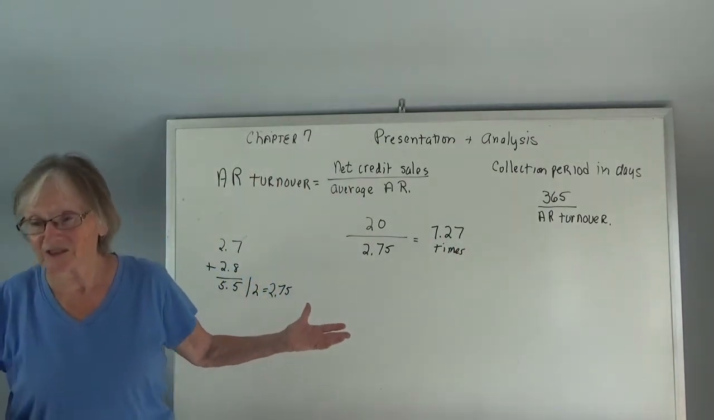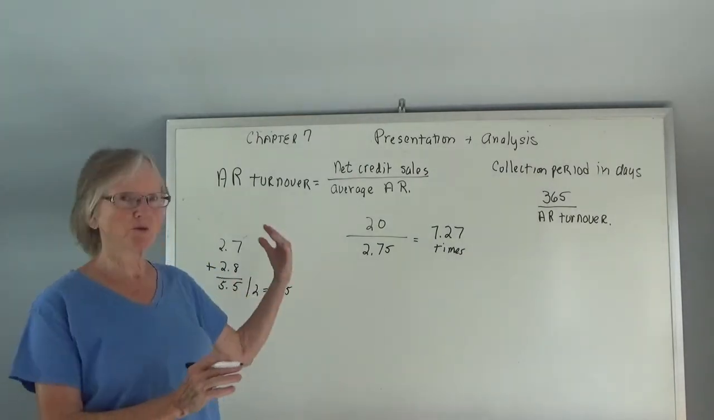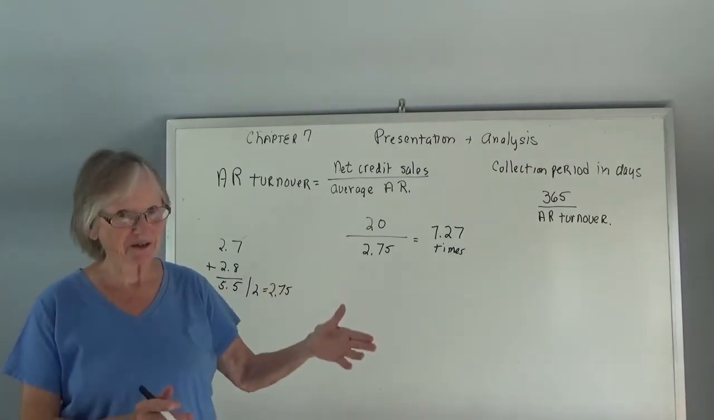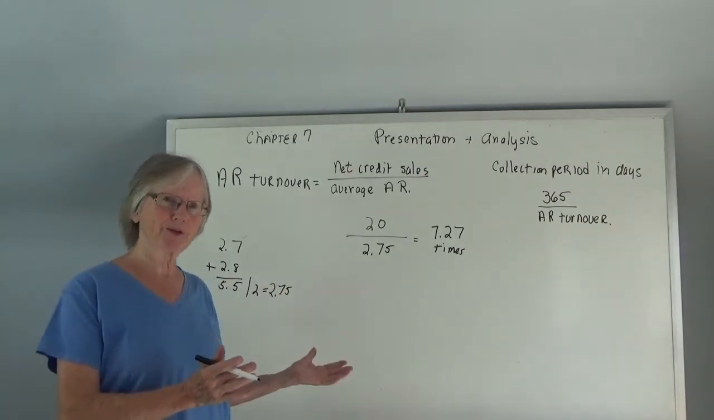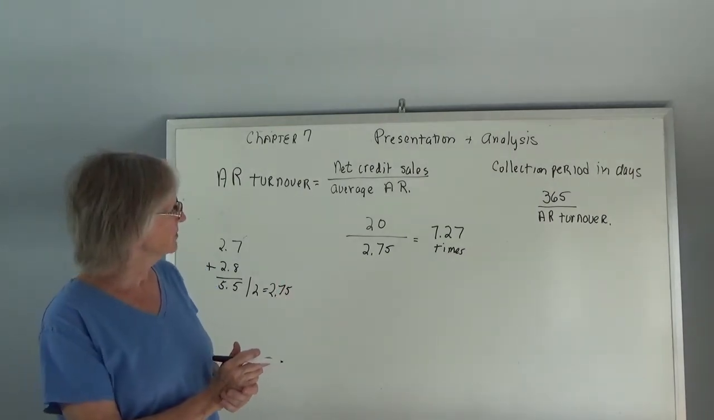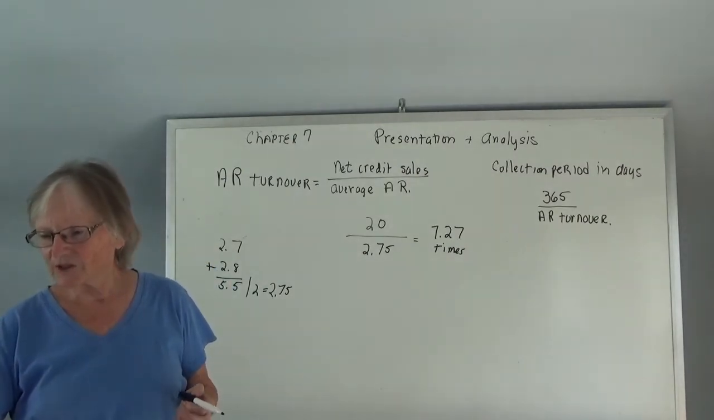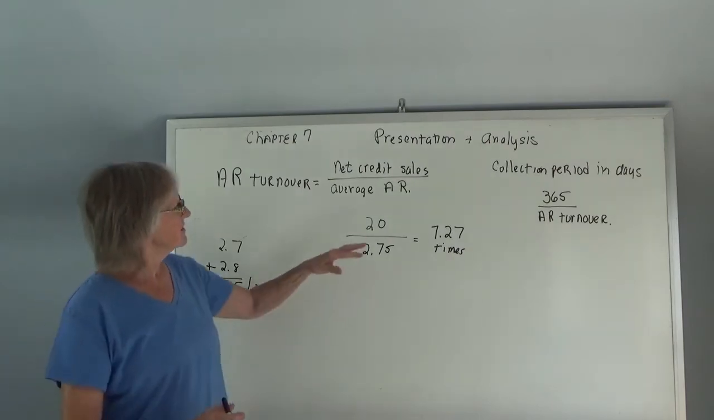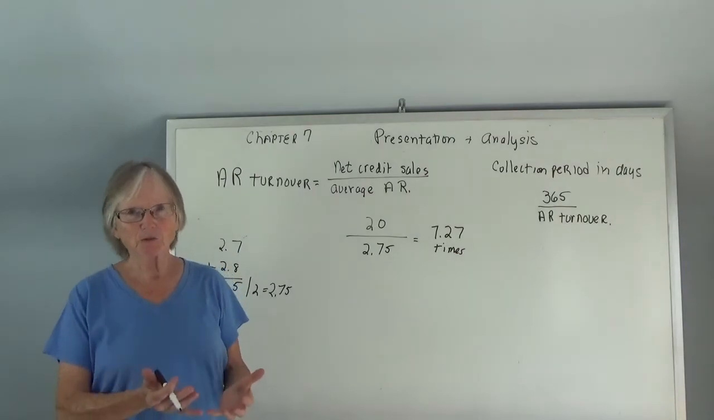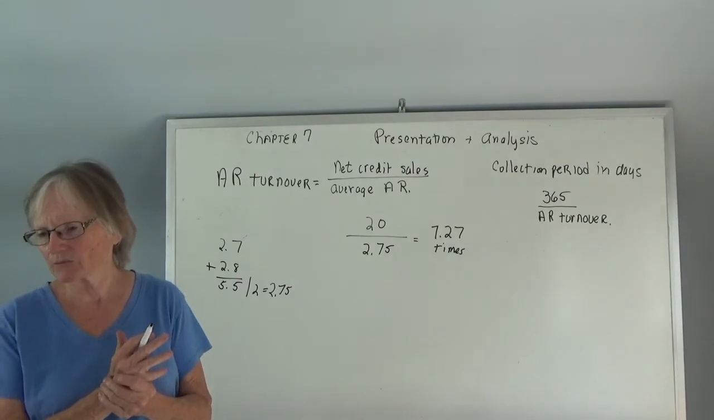Well, gee, is that a good number? We really have no idea. That means nothing all by itself. What we have to do is to look at, okay, so how are we doing? What was our turnover last year at this time? What was our turnover last month? What's the trend? And then you could look at how other companies like ours, what's their receivables turnover? And so if you had to translate 7.27 times, what is that really telling us? It's saying on average, we're collecting our receivables during this accounting period about 7 times.